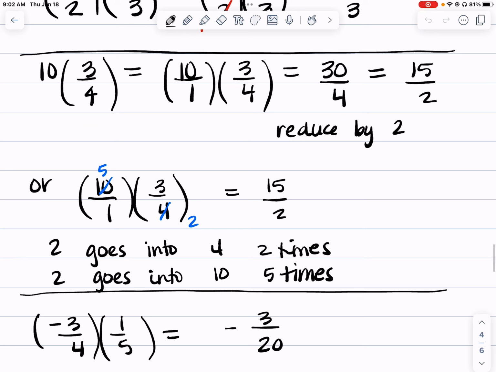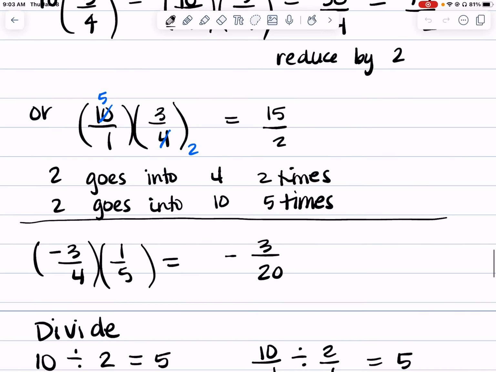Okay, what about 10 times 3/4? That's 10 over an understood 1 times 3/4. 10 times 3 is 30. 1 times 4 is 4. 2 goes into both of those. 30 divided by 2 is 15. 4 divided by 2 is 2.